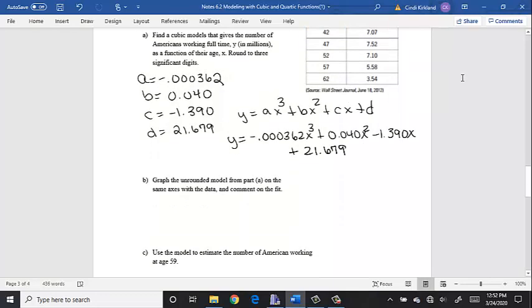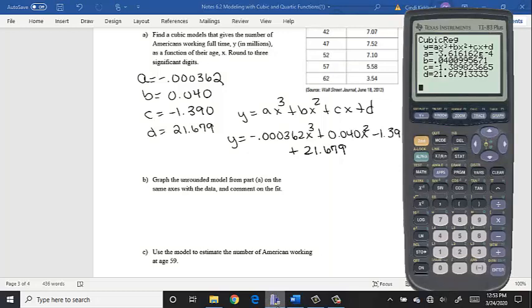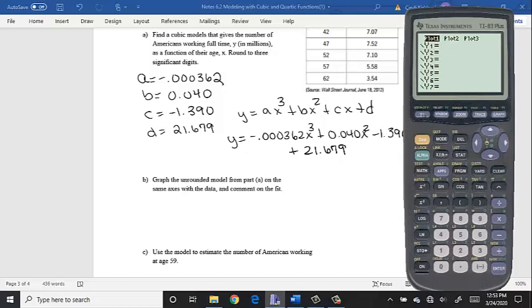Part B wants us to graph the unrounded model from part A on the same axes with the data. And let's comment on the fit. So we're going to go back. We're going to put our data into our calculator.